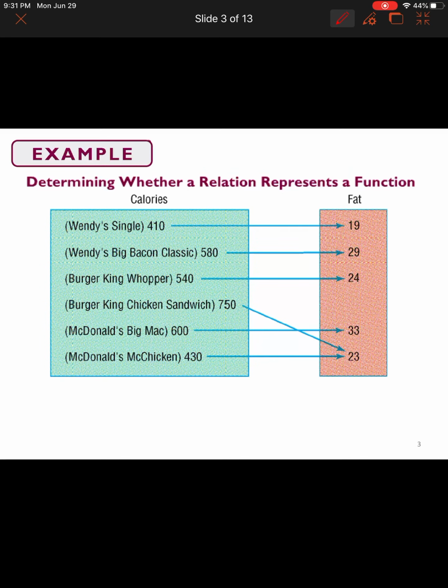First thing I want to ask you, what is the input for this example? If you said calories, it's because you're paying attention. That's right. If you said fat, we got problems. Remember, input on the left, output on the right. So we have our inputs. Let's look at these inputs. Do any of these repeat? We got Wendy's, Burger King, McDonald's: the Wendy's single, the Wendy's Big Bacon Classic, the Burger King Whopper, the Burger King Chicken Sandwich, McDonald's Big Mac, McDonald's McChicken. That Big Mac got all kinds of fat up in it. Lord. But none of those repeat. So therefore, this is a function.